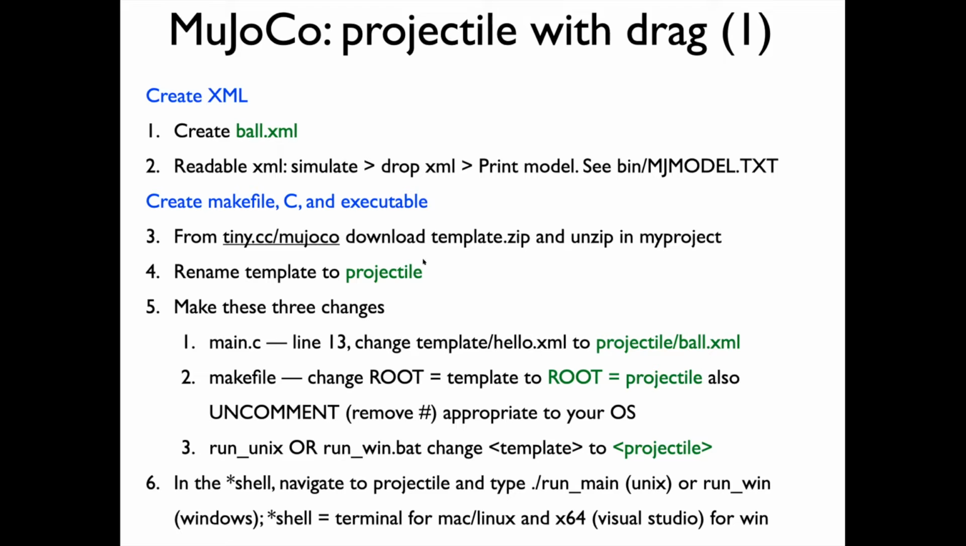So here's where I think I've made life easy by creating this template. What I want you to do is go to tiny.cc/MuJoCo. You should see a file called template.zip. Unzip that file and drop it in my project. And once you drop it in my project, you rename it as Projectile. Now in this case, we already have a folder called Projectile, so you just need to take the contents of template and dump it in Projectile.